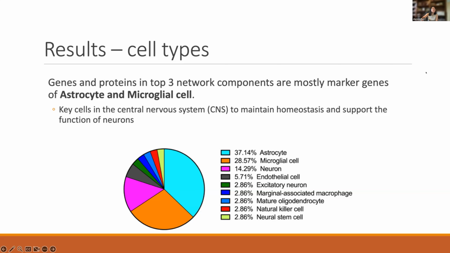We did that, and we identified that the genes are mostly marker genes of astrocytes and microglial cells. Both of these cells are key cells in the central nervous system and support the function of neurons. And neuron loss is one of the main functions that has been altered in Alzheimer's disease.